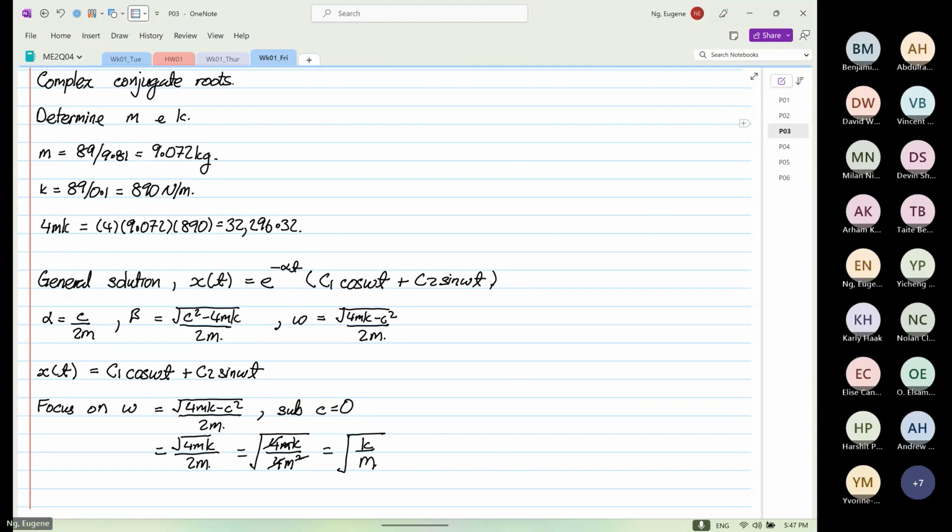And this over here is also known as omega n. Omega n stands for undamped natural frequency. Okay, it's known as our undamped natural frequency.